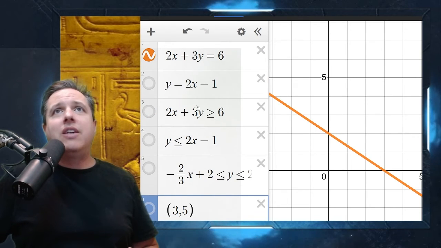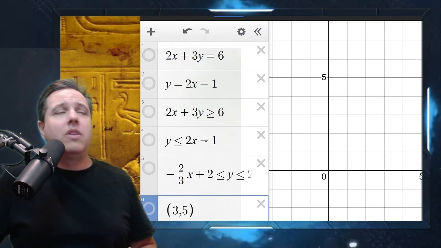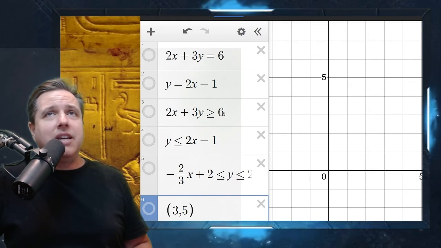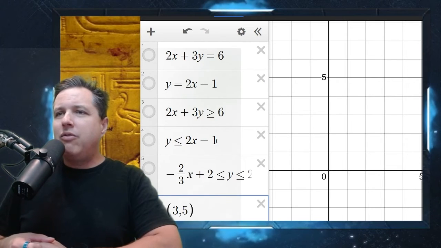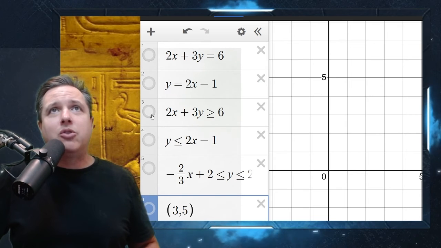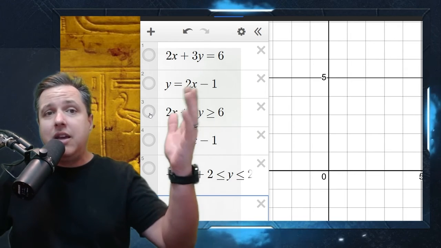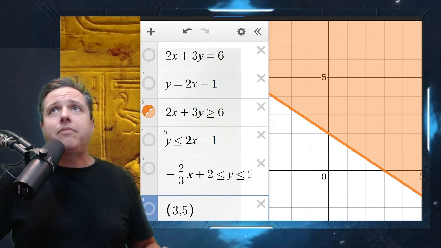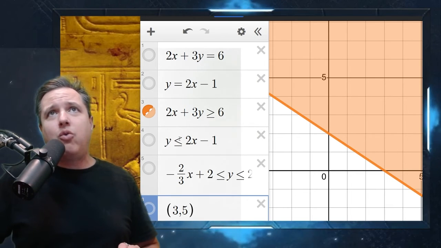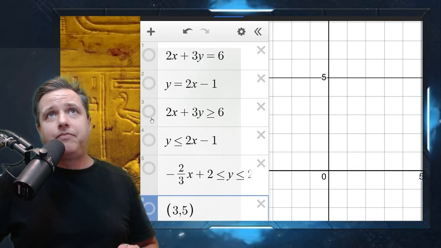So let's say that I had the system 2x plus 3y is greater than or equal to 6, and y is less than or equal to 2x minus 1. How am I going to figure out the region that I'm supposed to shade there? Well, we take it one at a time. So first, using the techniques I just talked about, we figure out that this is the part that satisfies our first inequality, 2x plus 3y is greater than or equal to 6.